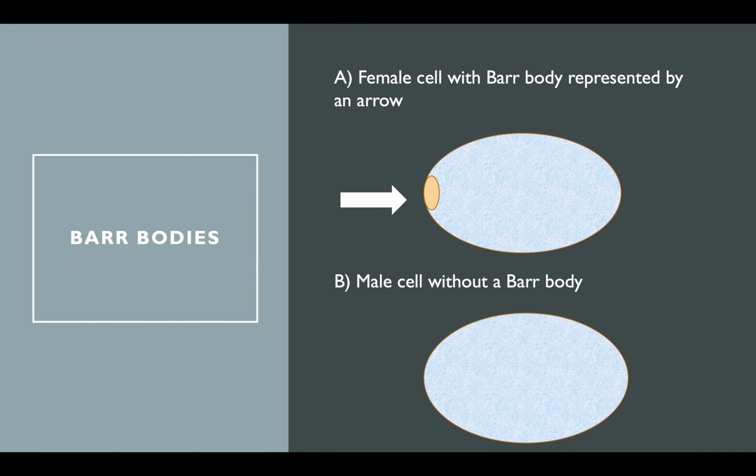Here's an example of the Barr bodies. We have a female cell with the Barr body represented by the arrow and a male cell without a Barr body.